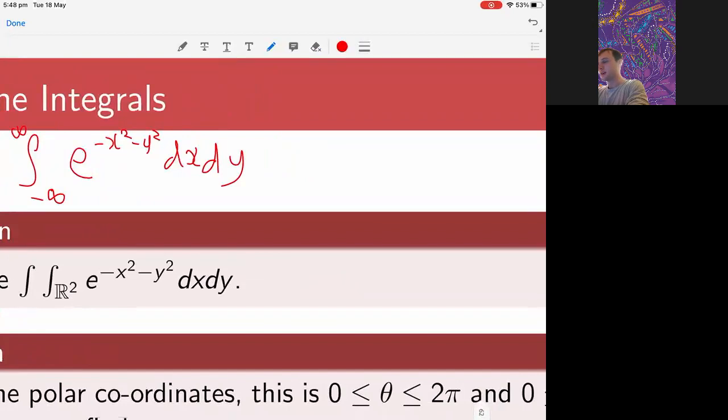But of course, we're just dealing with single iterated integrals here. We know that e to the minus x squared minus y squared is the same as e to the minus x squared times e to the minus y squared. So we can actually write that this way.